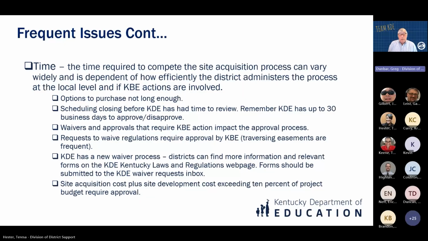Requests to waive regulations require approval by KBE. One of the things that we frequently see are easements that traverse the site. KDE has a new waiver process. Districts can find more information in the relevant forms on the KDE Kentucky Laws and Regulations webpage, and these forms should be submitted to the KDE waiver request inbox. Site acquisition cost plus site development cost exceeding 10% of the project requires KBE approval. So again, all these things impact the time required for the process. Next slide, please.